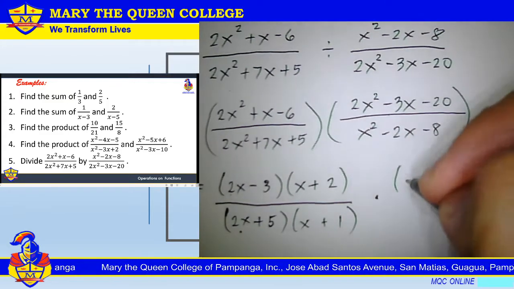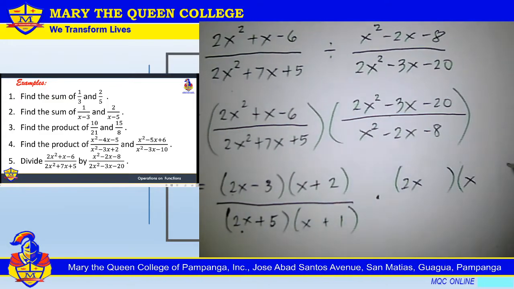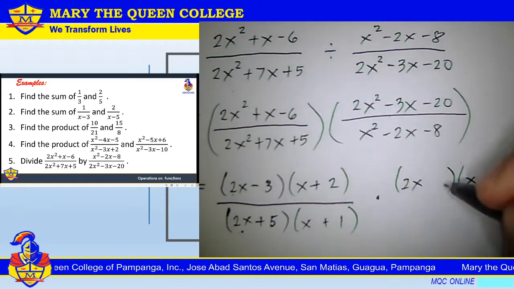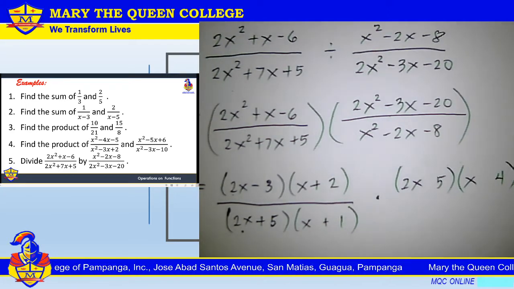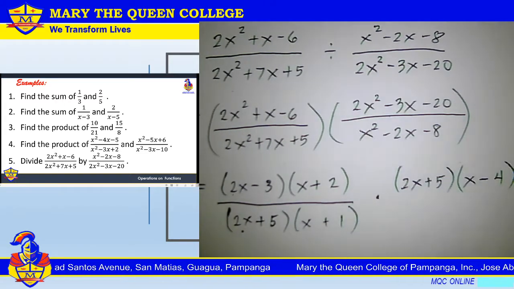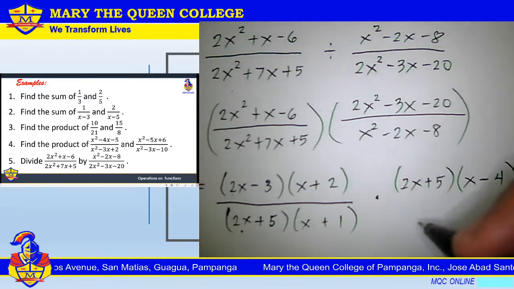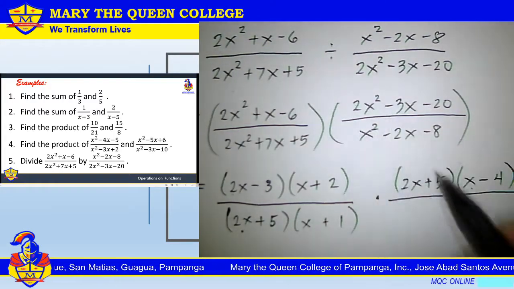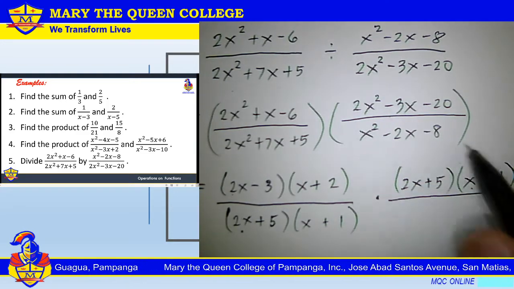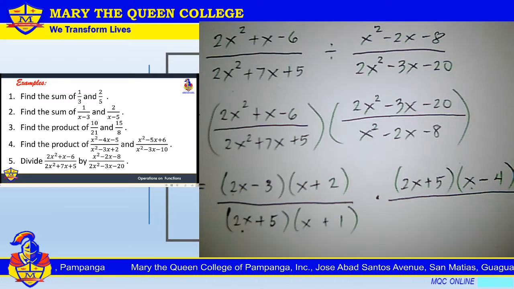So we have 2x, then x here. Then, what are the factors of 20? So, we have 5 at saka 4. Okay? 5 and 4. And then, para makuha natin yung negative 3 sa gitna, this must be negative, this must be positive. Okay? So, to double check, 2x times x, 2x squared. 2x times 4, negative 8x plus 5x, so negative 3x. 5 times negative 4 is negative 20. So, tama.